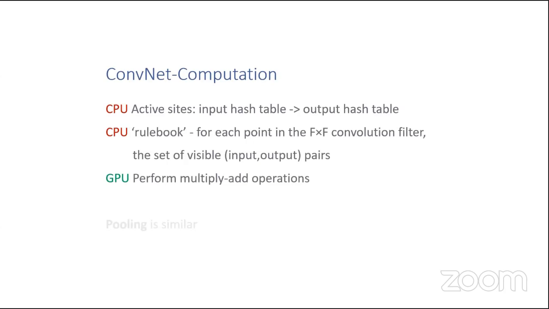Finally, for each entry in the rulebook, the input feature vector is multiplied by a matrix extracted from the convolutional kernel, which is then added to the corresponding output location. This can efficiently be parallelized on the GPU. Downsampling can be performed using either strided convolutions or pooling operations, which are implemented in a similar way.